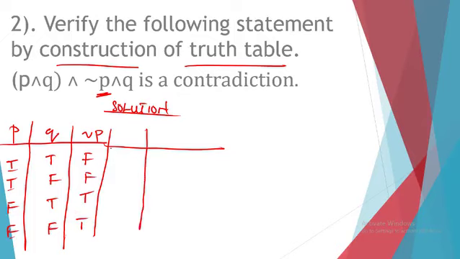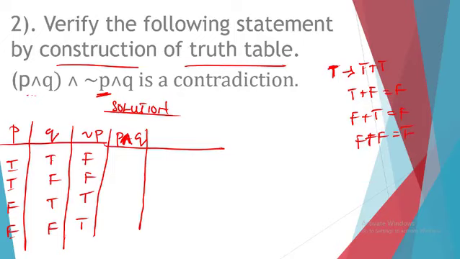And then the next thing we need to find is P intersection Q. P intersection Q is P and Q, and P and Q is only true when all the values are true. So T and T is T. T and F is F. F and T is F. F and F is F. So it's only true when we have two truths.